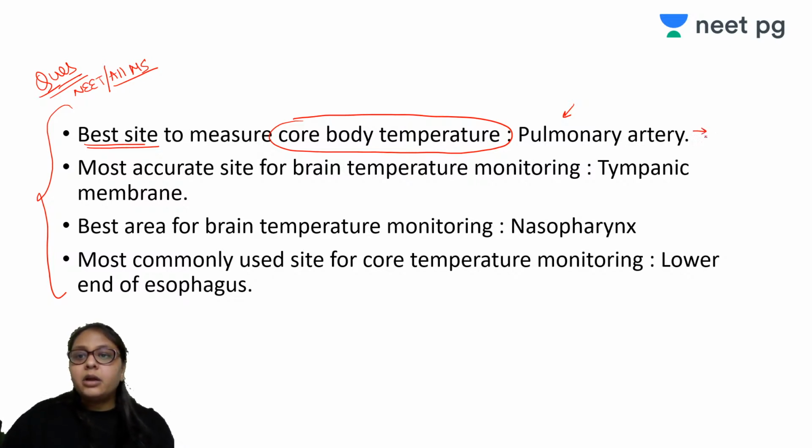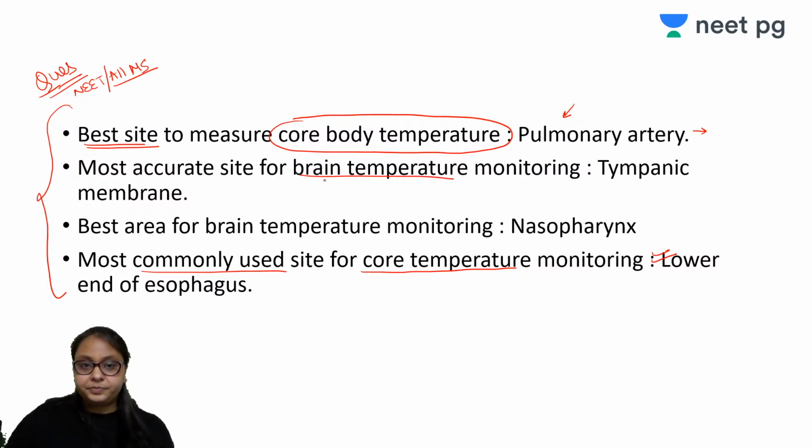मगर पल्मोनरी आर्टरी में हम लोगों को थर्मिस्टर या फिर थर्मोकपल डालना पड़ेगा by pulmonary catheter, which is tedious और हर पेशेंट में पॉसिबल नहीं है. तो बेस्ट साइट इज दिस, मगर मोस्ट कॉमनली यूज जो होता है for core body temperature, that is lower end of the esophagus. Okay, so best is pulmonary artery, most commonly used is lower end of the esophagus. This is about the core body temperature.